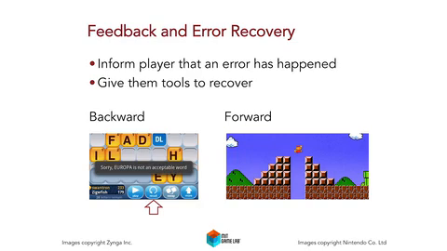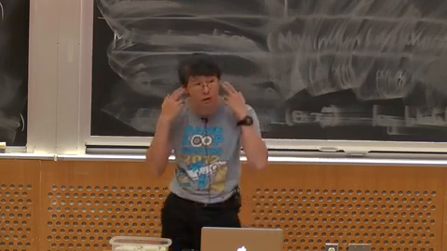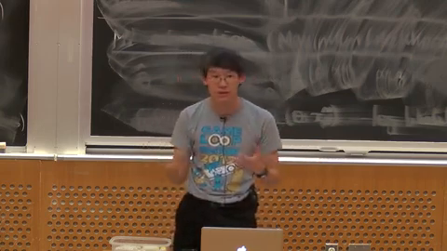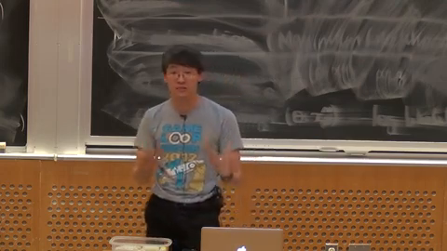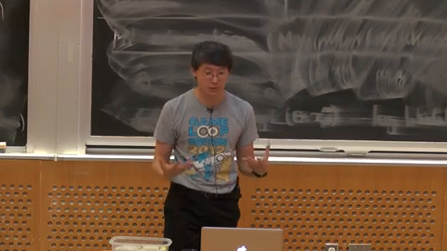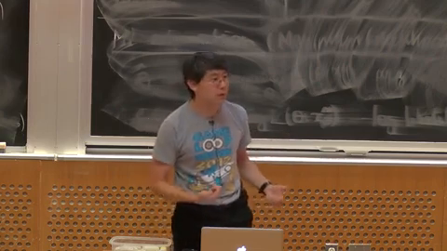So first of all, make sure that you're informing the player that an error has happened. And you need to test whether that information that you're providing, whether it's audio or visual, some combination of the two, is actually something that people notice and see, and then you realize that, oh, I've made a mistake somewhere. And then you've got to give them some tools to be able to fix that problem.